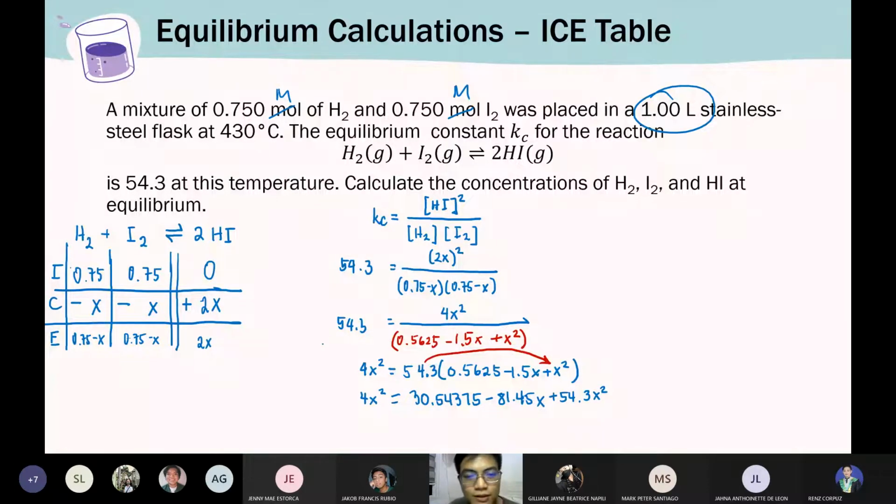And then, ano susunod na gagawin? Hindi pa tayo tapos. Wala pa tayo sa mismong exciting part. Okay. Susunod na gagawin, you write the polynomial in this manner: ax squared plus bx plus c equals 0. So, highest degree first bago yung walang degree.